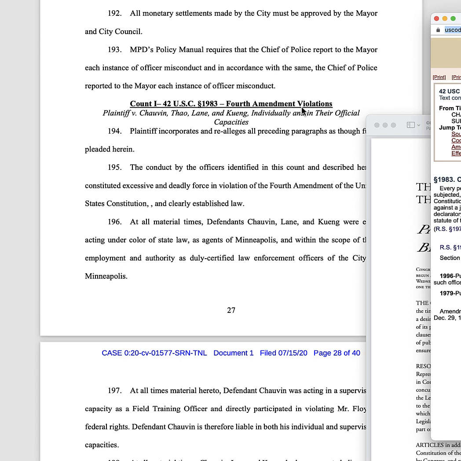If the circumstances were different and there were other violations of rights, then in fact the claims could be based on due process violations. But because Mr. Floyd's case is premised upon the police officers using excessive force, that's why in this case it's being presented as a Fourth Amendment violation.